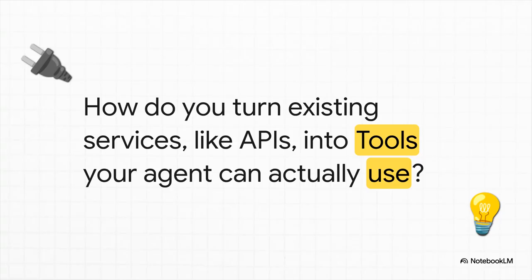Right, so think about it. The world is just jam-packed with powerful services that all exist as APIs. We're talking everything from weather forecasts to your company's internal database. But here's the problem. A large language model on its own has no idea how to call them. It just speaks text. So how do we bridge that gap? How do we make our agent actually understand and use these external services?